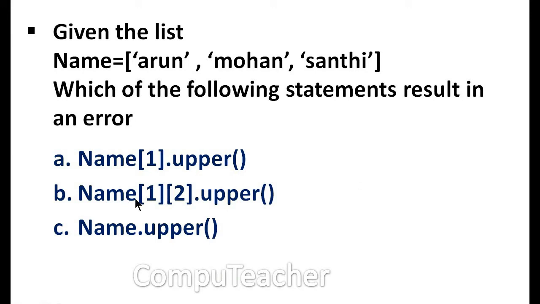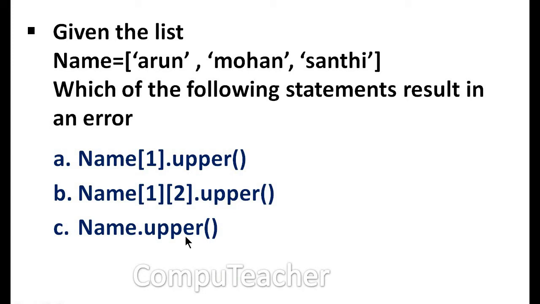Next one. Name[1][2] dot upper. What is name[1][2]? Name 1 is this one. [1][2] is this one. M is 0. O at 1. Then H at 2. So this H will convert into uppercase. Is there any mistake? No.